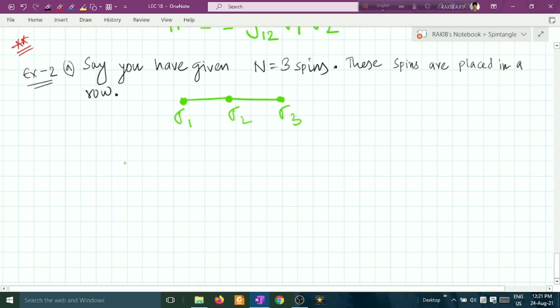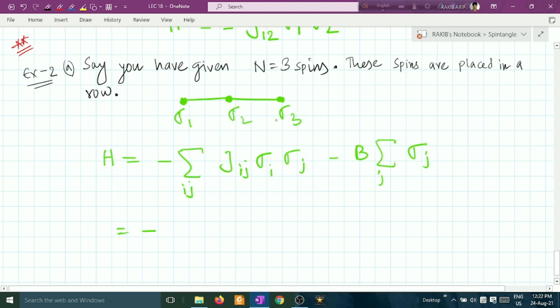And therefore write down the Hamiltonian. Hamiltonian is minus summation of J_ij sigma_i sigma_j minus b sigma_j. So what does it become in this case? Minus, you have 3 spins. You have 3 spins. In 3 spins, what can you calculate?